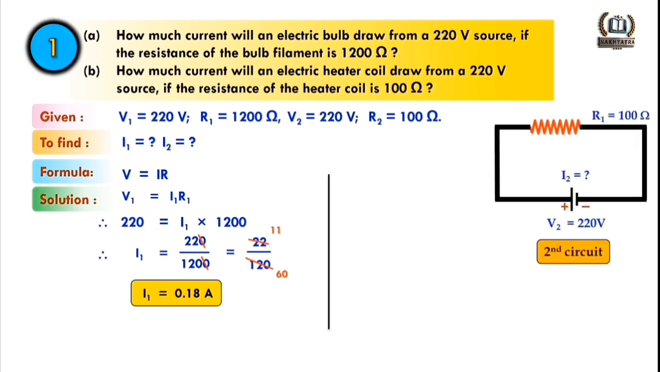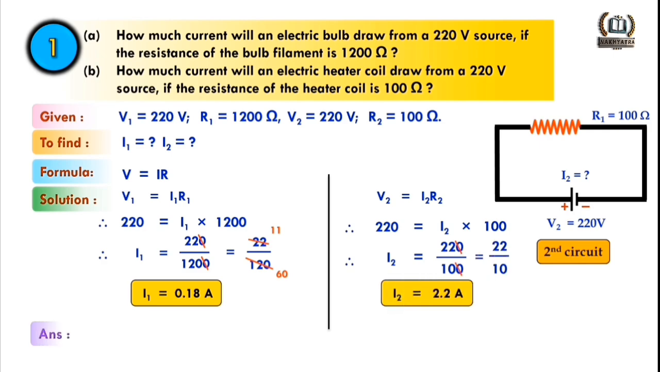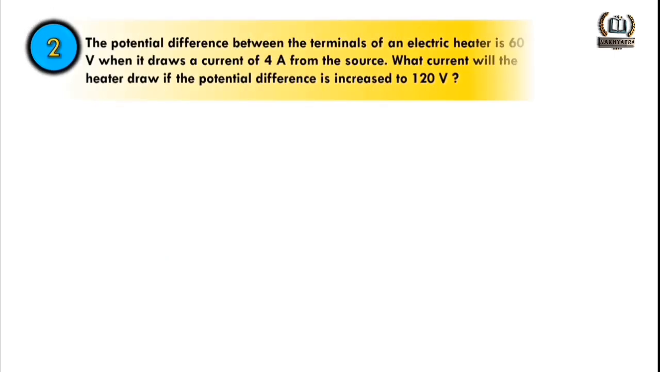Now see here the solution for B, V2 equal to I2 R2. We know that V2 is 220 volt and R2 is 100, right? So I2 equal to 220 upon 100. We will get I2 equal to 2.2 ampere. So here the current through the bulb is 0.18 ampere, okay? And the current through the heater is 2.2 ampere. Clear everyone? Now moving to question number 2.